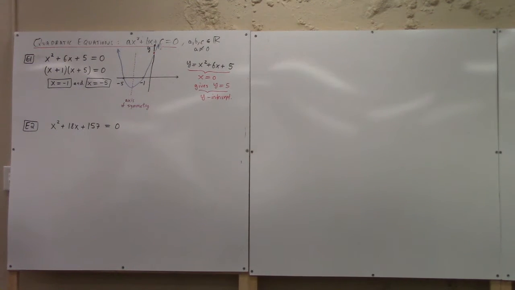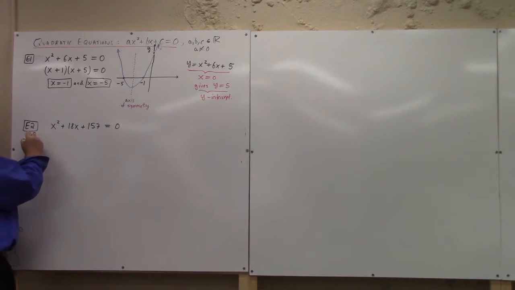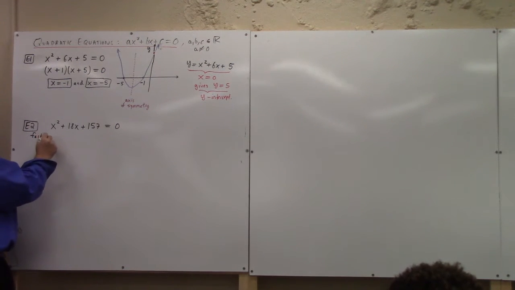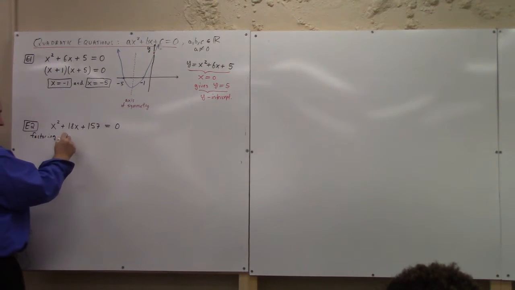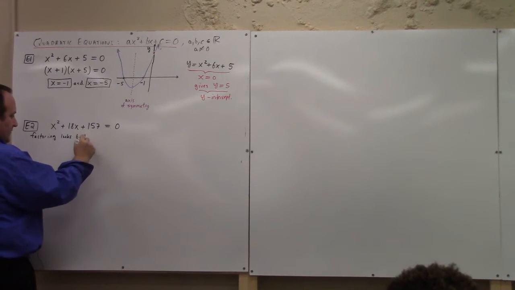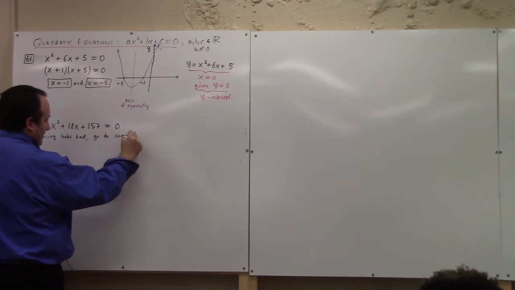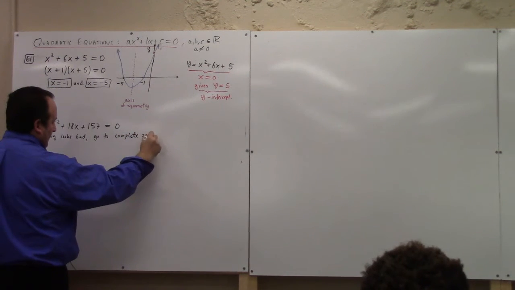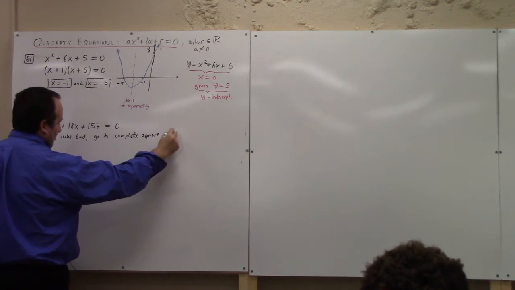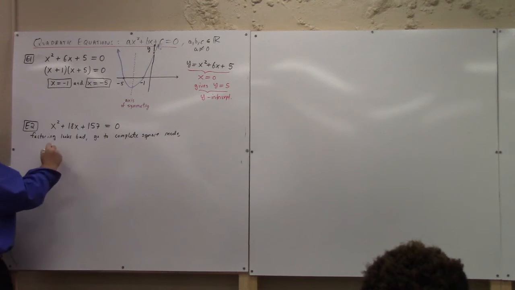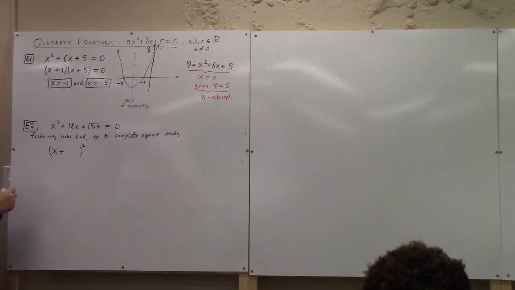I can't factor this. All right, so what I'm going to do is I'm going to complete the square. So factoring looks bad. Go to complete the square mode. All right, so we do x plus what? Quantity squared.